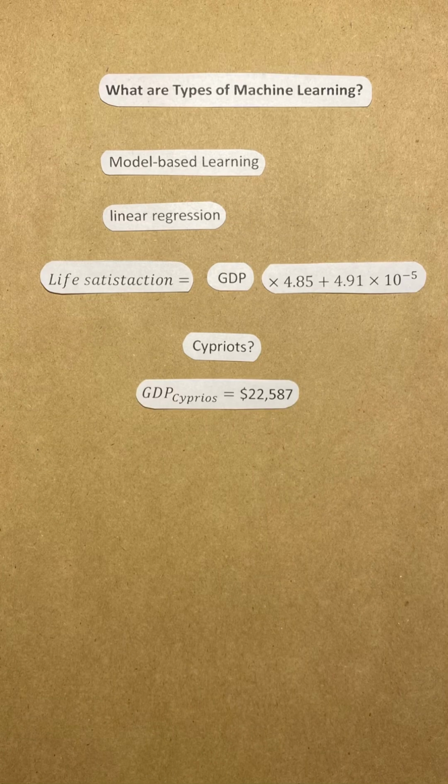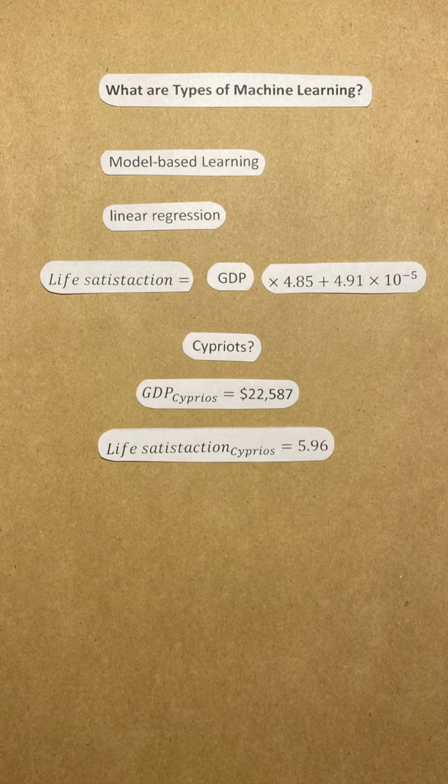You want to know how happy people in Cyprus are, but you don't have the data. You know Cyprus's GDP is $22,587. Using your model, you calculate. So, you predict that Cypriots have a life satisfaction score of around 5.96.